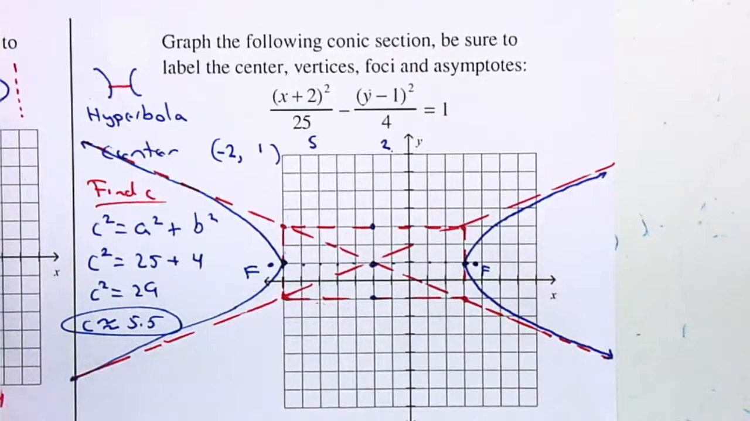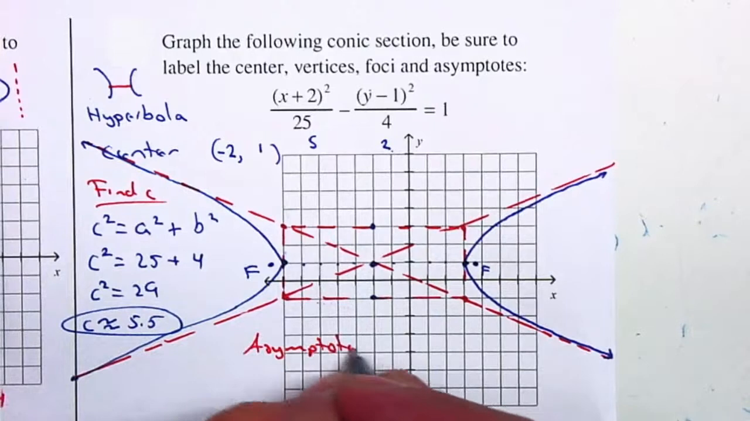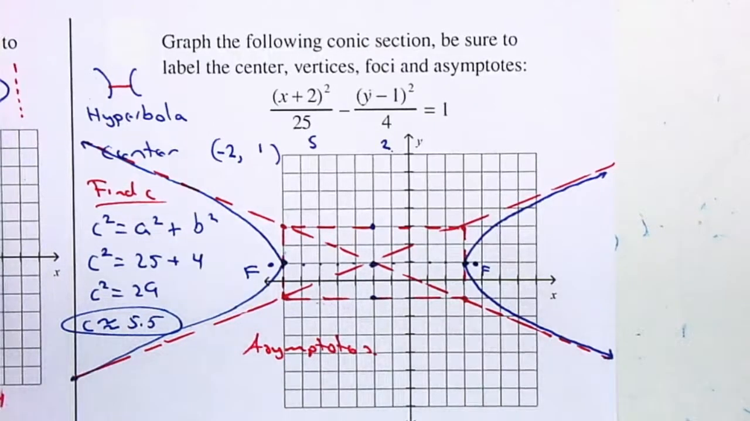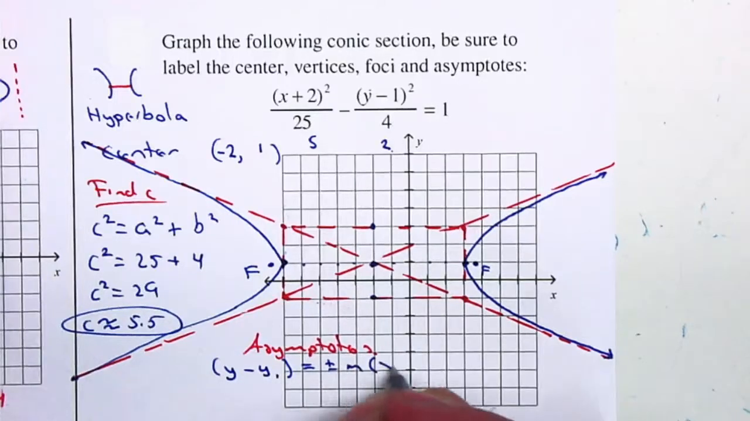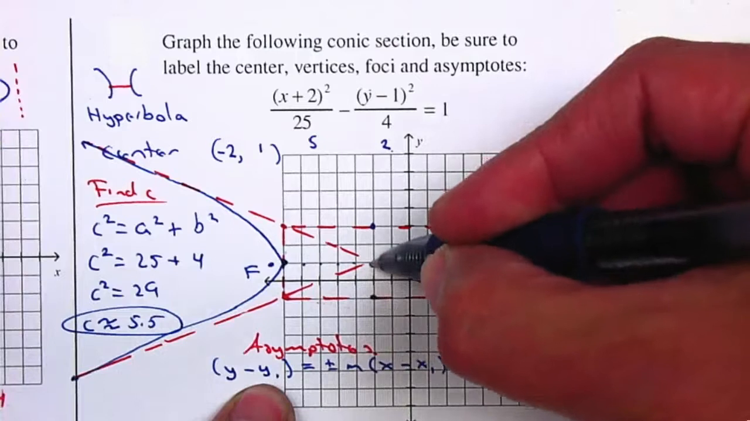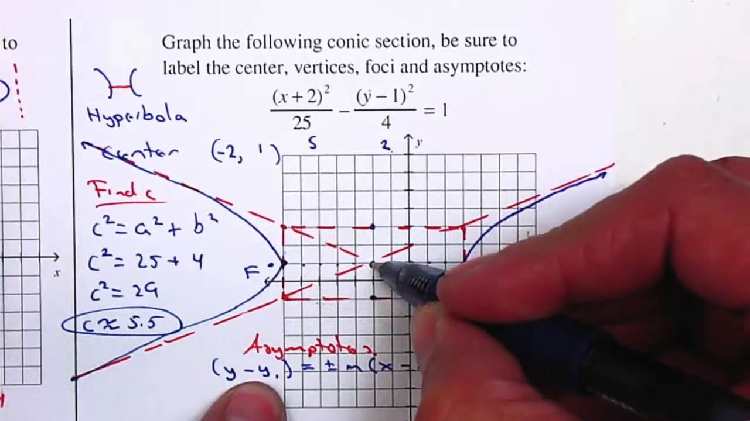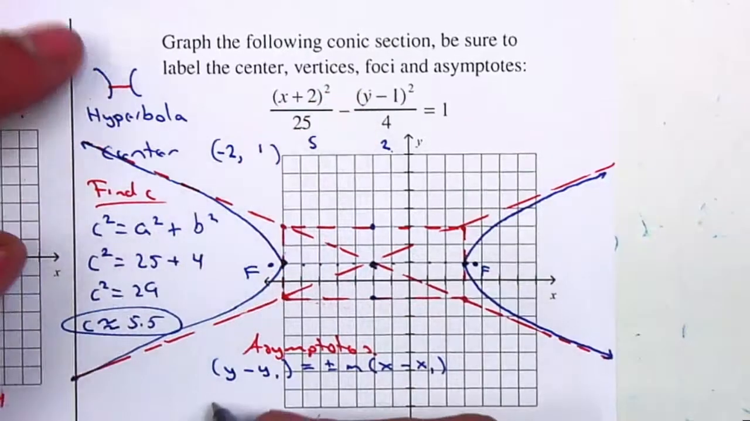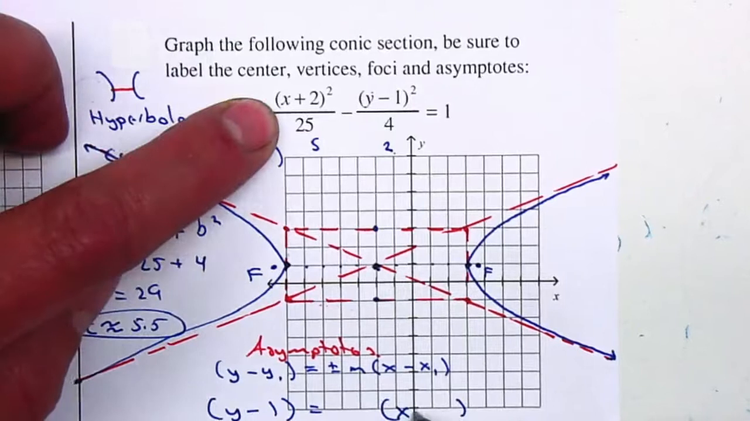And the last thing I need is to find the equations of the asymptotes. Remember, it's your point-slope form: y minus y1 equals plus or minus m times x minus x1. But in this case, we're looking for a point on the line, in this case on both lines, so we're using our h and k. And many times I just grab it from here. So y minus 1 equals, x plus 2.